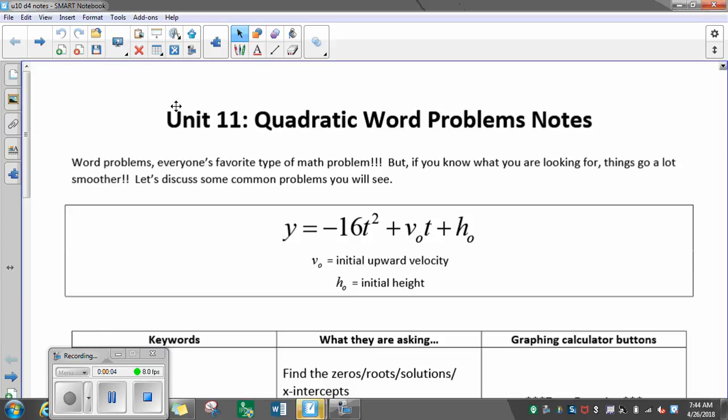Hello everyone. Today we're going to do word problems, quadratic word problems. So we're going to go ahead and get started.